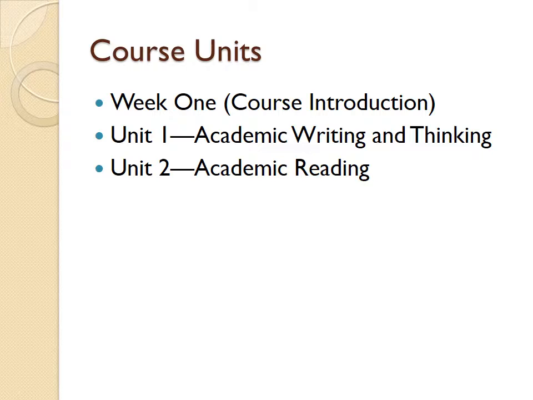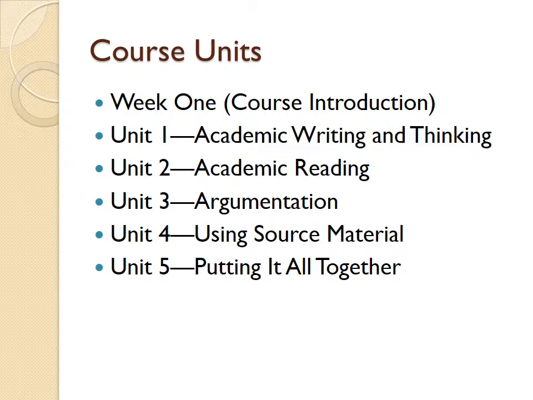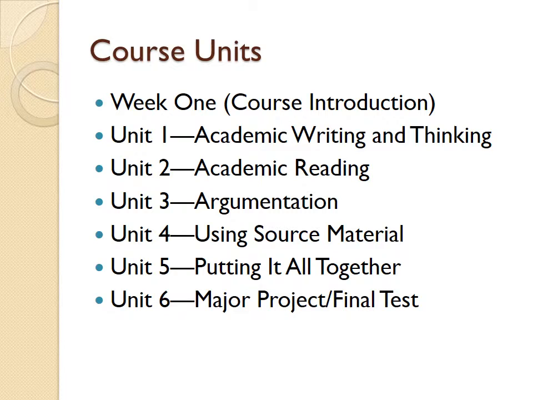Unit 2 will focus on effective academic reading strategies for texts from across the various academic disciplines and for interdisciplinary texts. In Unit 3, we will look at strategies for argumentation, especially in writing. And in Unit 4, we will cover techniques for using material from outside sources in your own writing. In Unit 5, we'll practice putting all of these skills together, and in Unit 6, you'll do a major project that requires you to write a paper on an interdisciplinary topic and produce a supplemental oral visual presentation on that topic. The final unit will end with a final cumulative test over all material covered during the semester.